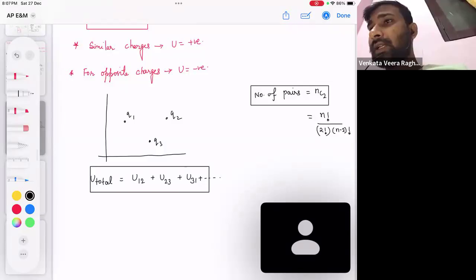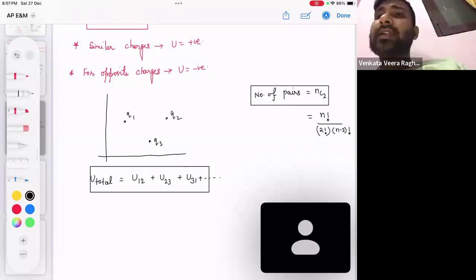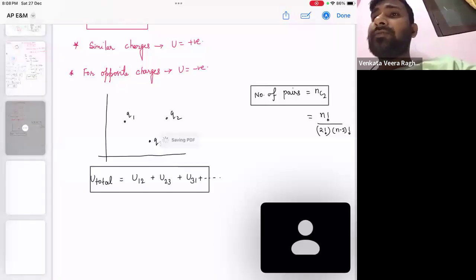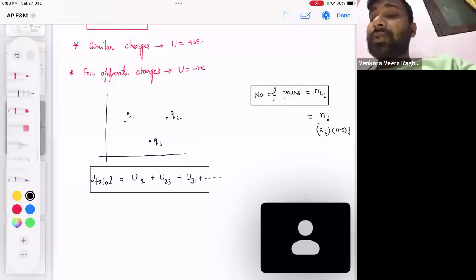The number of pairs means what? Any two charged particles are going to form a pair. So if we want to calculate the total number of pairs, we can write nC2. So if four charged particles are given in the question, the total number of pairs going to form is 4C2, and 4C2 is equal to 6. So total 6 pairs will form. Understood? Please tell me, clear up to this?